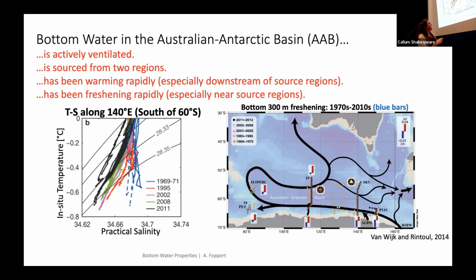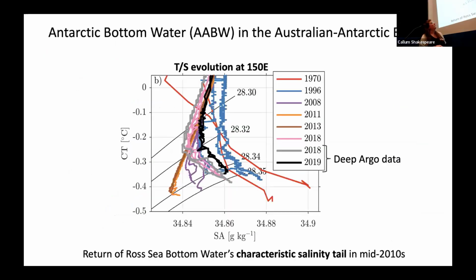And you can see from the, I'll just call it the 70s through the 90s and 2011, the strong freshening and also some warming in those deep, dense layers of the ocean. Along 150, which is right at the closest to the mouth of the Ross Sea bottom water source, you see a similar picture if you look in the colors. So you see this freshening from red to blue to purple and these orangey browns.